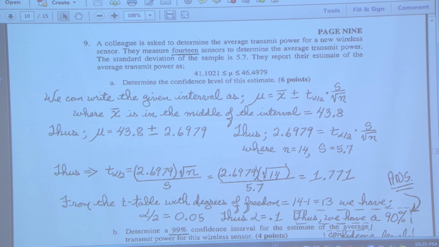Determine the average transmit power for a new wireless sensor. You measure 14 sensors. What do I know? 14 is less than 30. This is a student T problem. The standard deviation is 5.7. They tell you that mu is somewhere between those two numbers. Now, I'm reminded of my colleague's question before. What's mu? Mu is the mean of the population. Do I know mu? No, I don't, because I didn't measure everything in the population. So what is the formula?